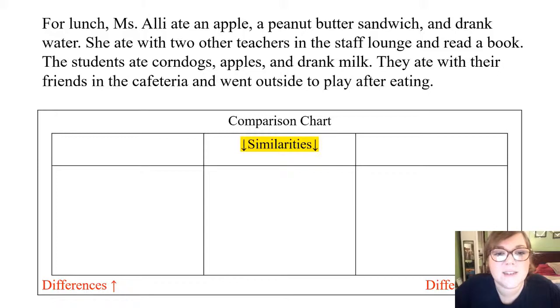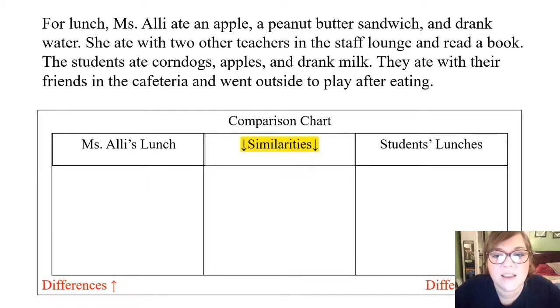So first, I would identify what the two subjects are, and that would be Miss Allie's lunch and the students' lunches, because all the other words in there are describing either Miss Allie's lunch or the students' lunches. So let's see. Now, how are they alike? Miss Allie had an apple. Did the students have an apple? Yep, they did. So where it says similarities in yellow with the two arrows pointing down, I will write apples. How else were they alike?